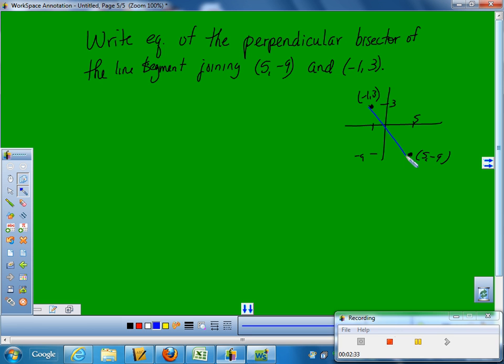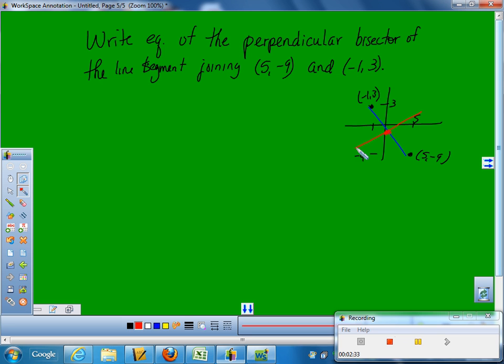If I connect those two, what does it mean to be a bisector? A bisector cuts in half. So they want you to cut it in half, which means you're going to have to find that coordinate. And then they want your new line to be perpendicular. So they want you to find this red line. You're trying to find the red line.